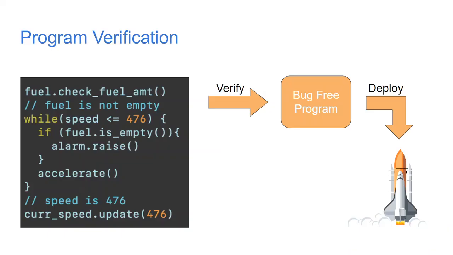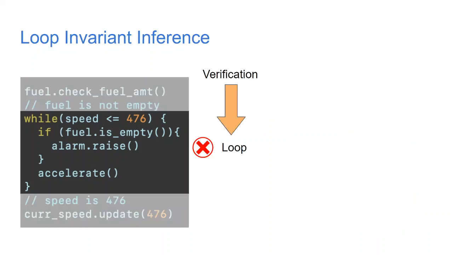In critical applications, formal verification rigorously guarantees that these programs are bug-free. This ensures that the software operates correctly when it is deployed. Most aspects of formal verification can be performed automatically. However, loops require additional information.